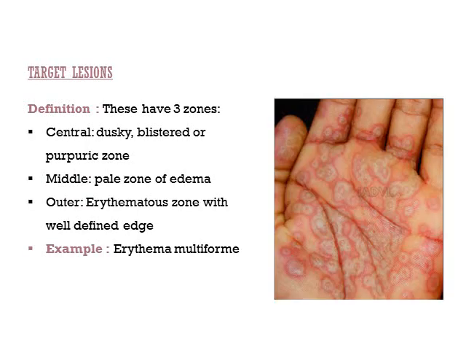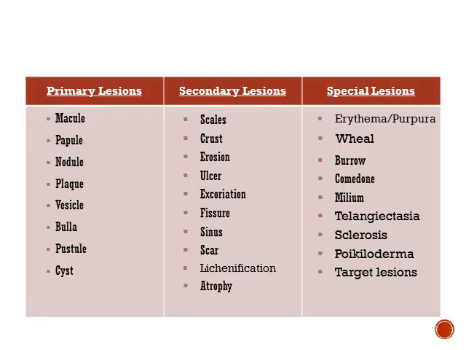Target lesions are called specific because they have a bullseye-like appearance. They have three zones: a central dusky, blistered or purpuric zone, a middle pale zone of edema, and then an outer erythematous zone with a well-defined edge. This is seen in erythema multiforme.